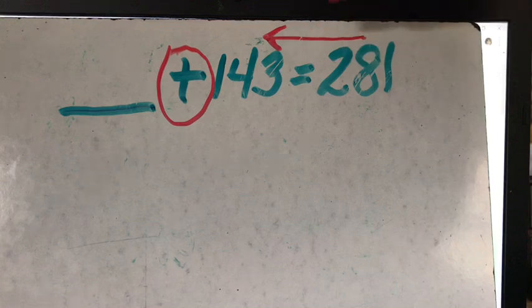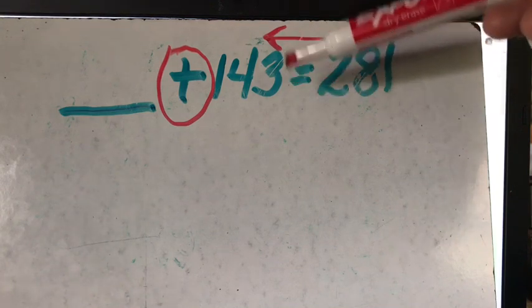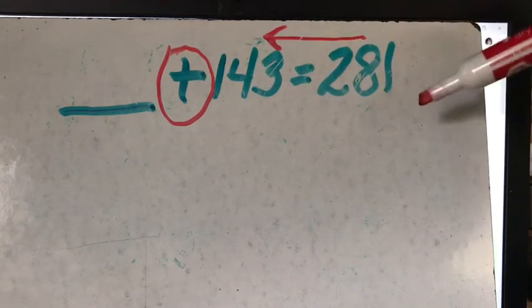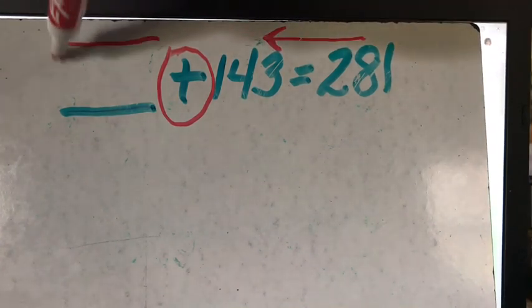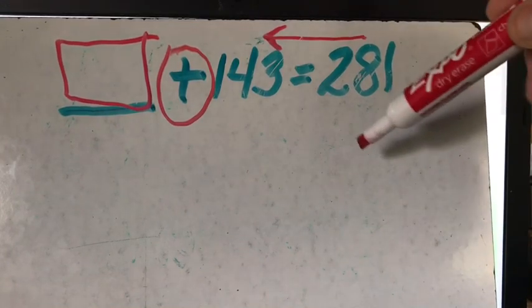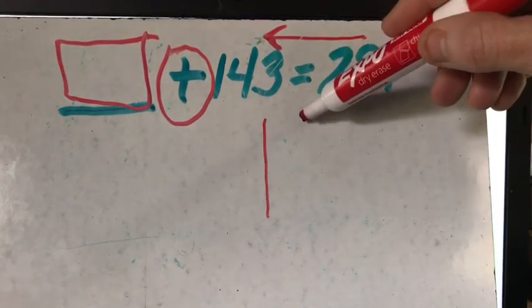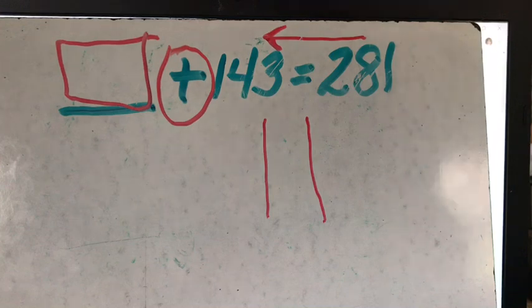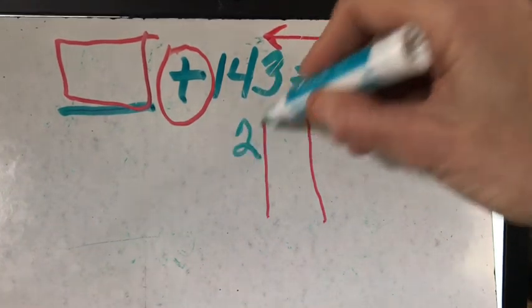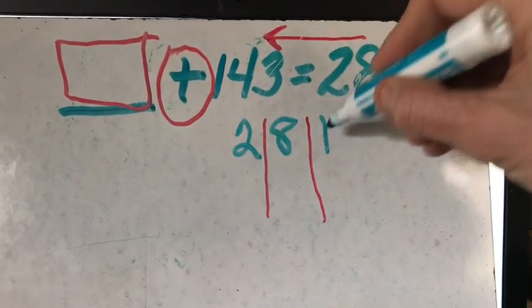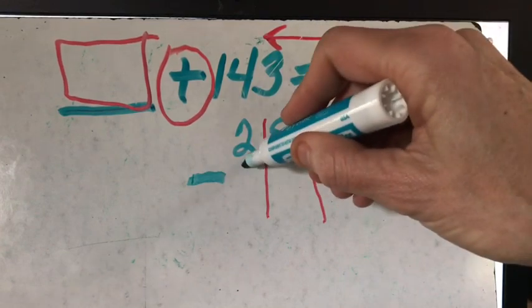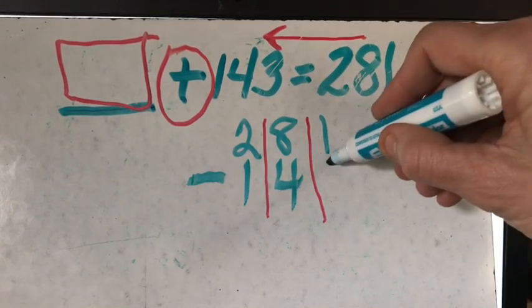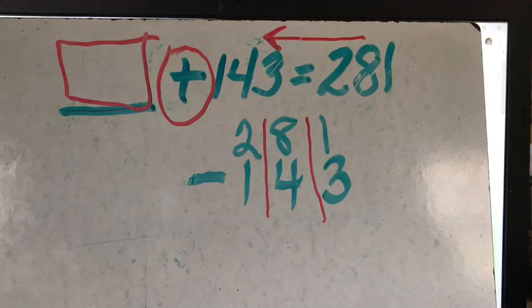All right, I know that when I use my three numbers in a fact family, if I have addition, the opposite is subtraction. So if I want to undo this problem and get the missing answer, I have to subtract. So I'll set my numbers up by lining them up, and I have my big number on top, 281, and I'm doing the opposite of addition, so I'm subtracting 143. Right? So let's look at that.